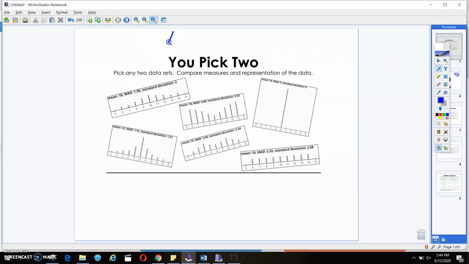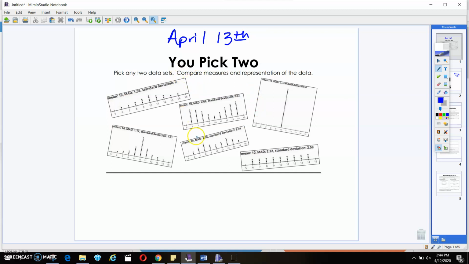Hey guys, so this is your April 13th Digital Learning Day. So this is Monday, April 13th. So first thing that you want to do is you're going to open up this document that looks like this.